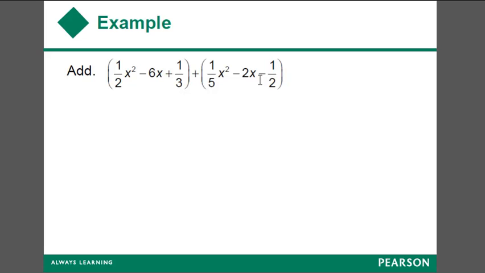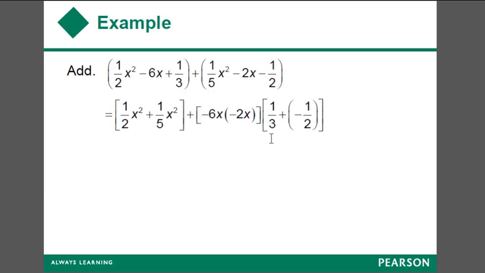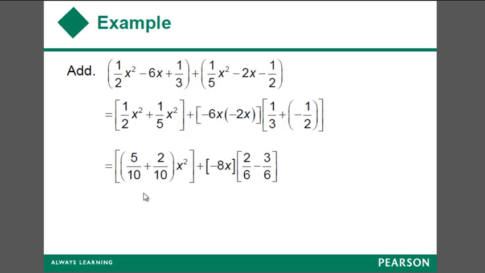Again, I want to combine my like terms, so I'm going to look at the x squareds together, the x's together, and then the terms without x's. I have 1/2 x squared plus 1/5 x squared plus a negative 6x plus a negative 2x, and then a plus sign here, 1/3 plus a negative 1/2. Remember, when combining fractions, you must find a common denominator.